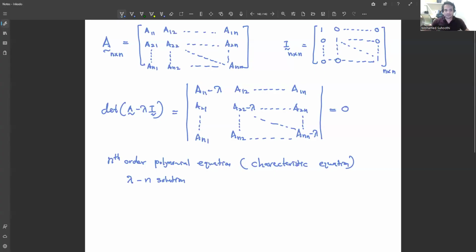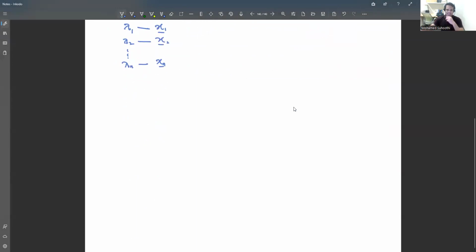Okay. So this has n solutions. That means n number of eigenvalues we will get. For each eigenvalue, we will get a corresponding eigenvector, right? So that means n eigenvectors you will get here. It's fine, I am not going to discuss much because you have done a lot of questions in your matrix algebra. So let me take one question.